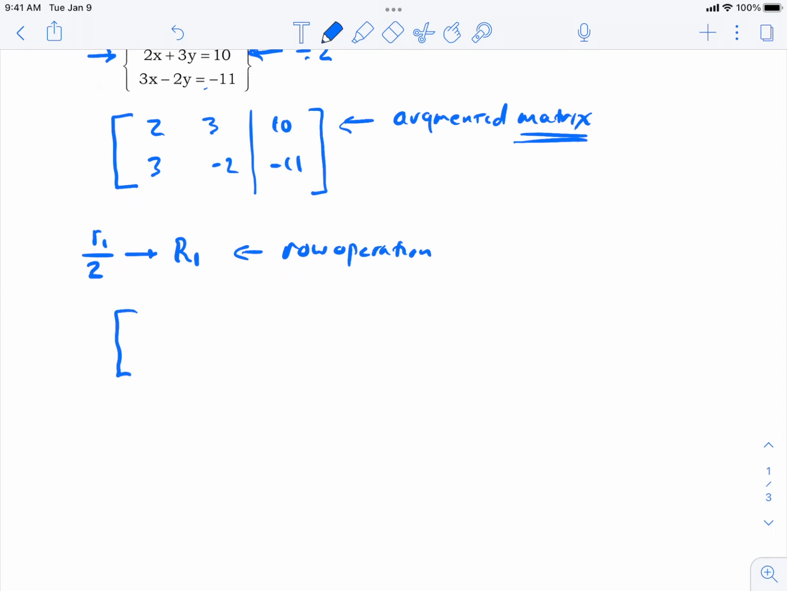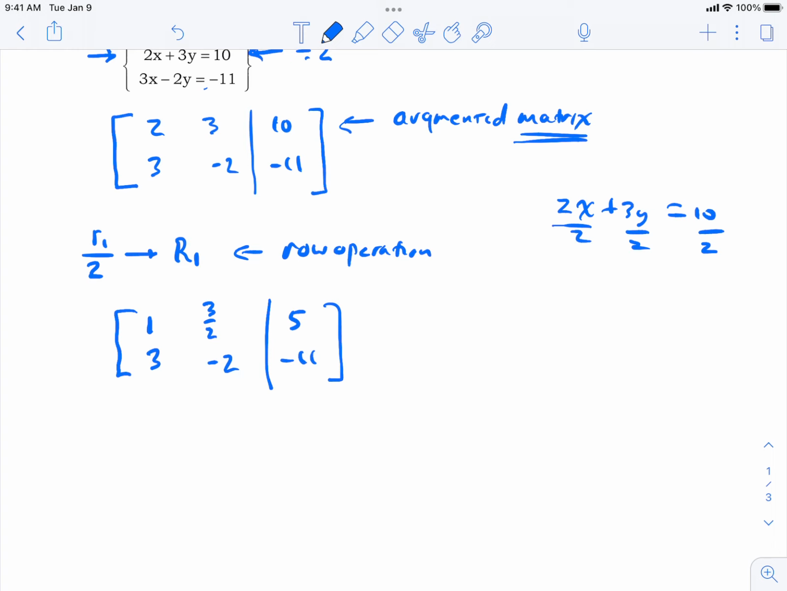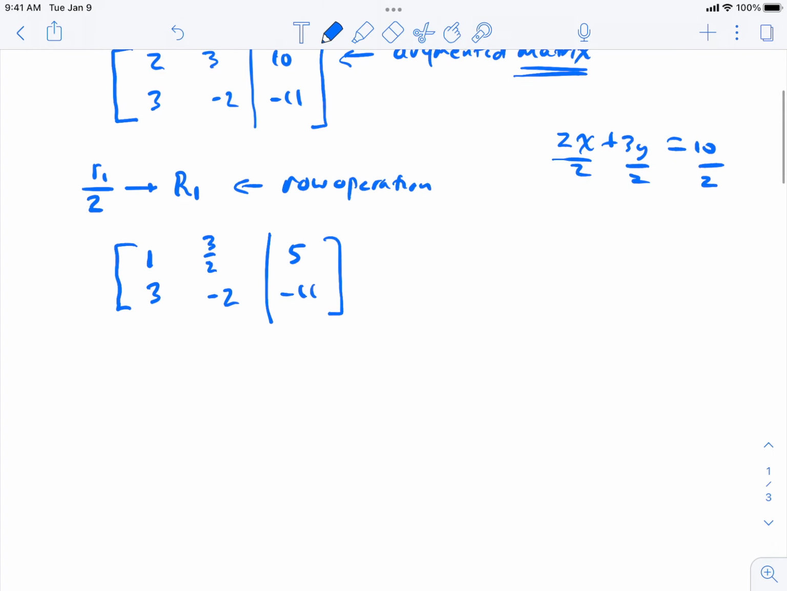The first row is going to become what? You take the 2 and divide it by 2, and it's a 1. You take the 3 and divide it by 2, and it's a 3/2. You take the 10 and divide it by 2, and it's a 5. So it's like taking this equation and dividing everything by 2, except we don't have to write the whole equation out. We just take all the numbers in the row and divide them by 2. Row operation. This row here, we're not going to change. We're going to leave it the same. Okay, cool. We've just done our first row operation.